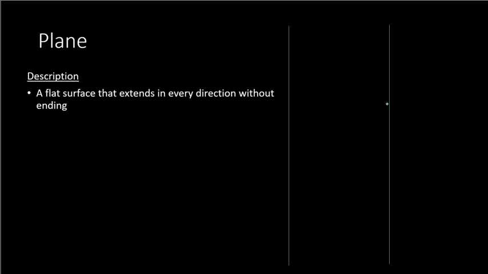Our next term is the word plane. So a plane can be described as a flat surface that extends in every direction without ending. And it has no thickness and also has no edges because it keeps going forever. So a good example of this would be maybe like a wall or a floor. All right, so that would be a flat surface. But a plane is supposed to extend forever in every direction. In real life, we don't really see it extending forever, right?